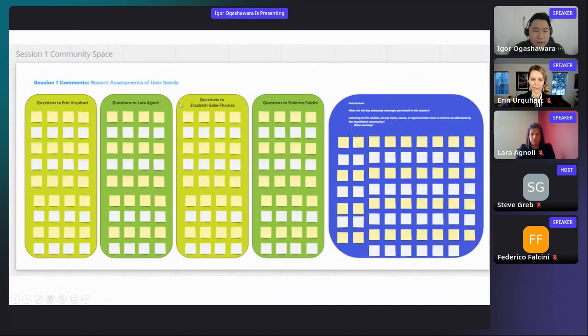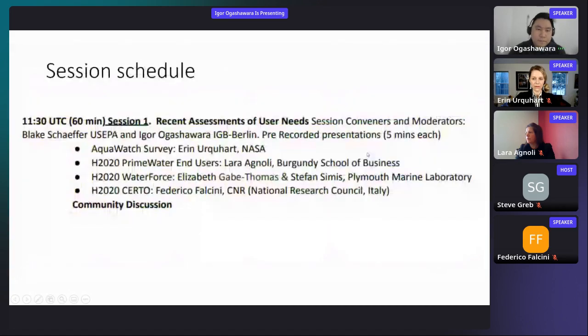So we have questions for each of the speakers today. And then in this blue space, you can share your ideas, your comments, what are the take-home messages that you got from this session. And today we will have 4 talks about the surveys, about user needs. So I would like to thank Erin, Lara, Elizabeth, and Federico for accepting the invitation. And I think we can start with the videos and then we go for the discussion later.